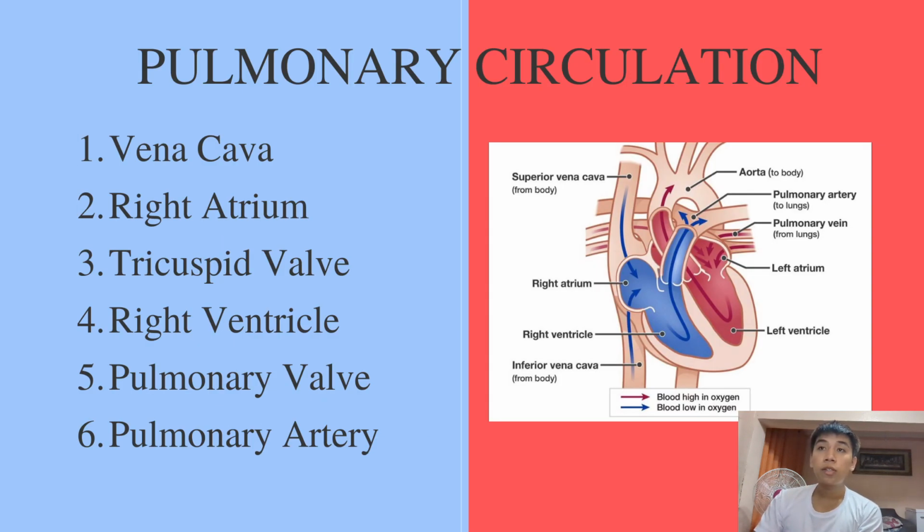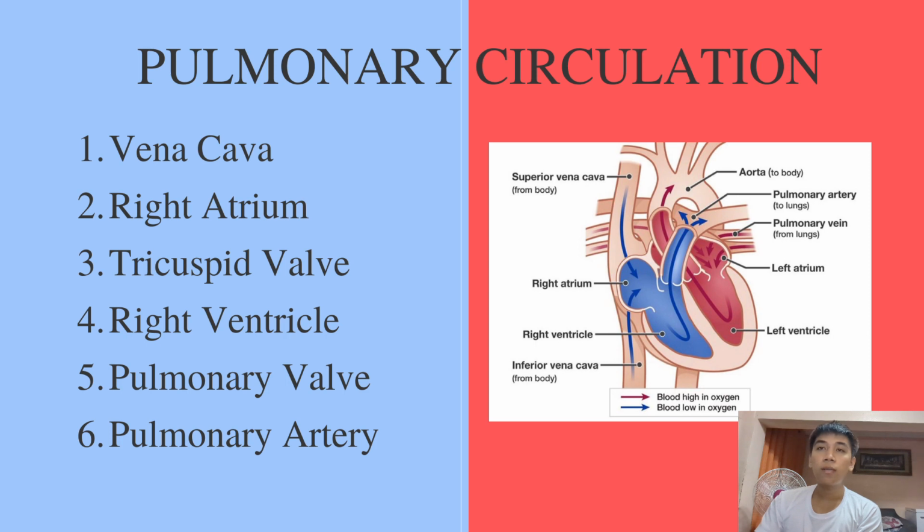So for the pulmonary circulation to work, the deoxygenated blood will enter the heart through two large veins, which we know as the superior and inferior vena cava, going to the right atrium. When the right atrium is filled with deoxygenated blood, it will contract to allow the tricuspid valve to open and the blood will flow to the right ventricle. After filling the right ventricle, the tricuspid valve will now close to prevent the blood from going back to the right atrium. And this phase is known as the atrial systole.